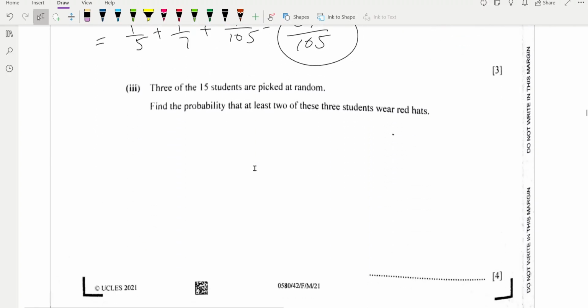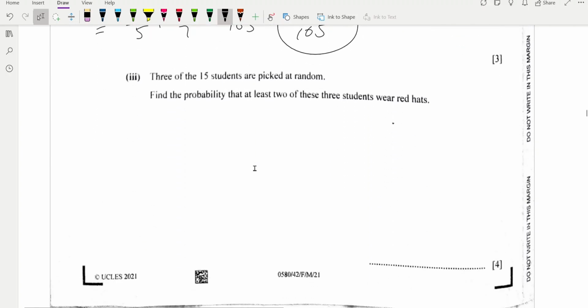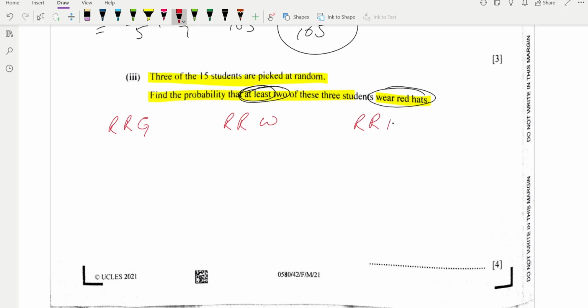Now here is the third part. This is a little tricky one, so let us try to cover this. 3 of the 15 students are picked at random. Find the probability that at least 2 of these 3 students wear red hats. At least two, it can be 2 or more than 2, wearing red hats. So what can be the options? It can be red and green, and red and white, and red and red.